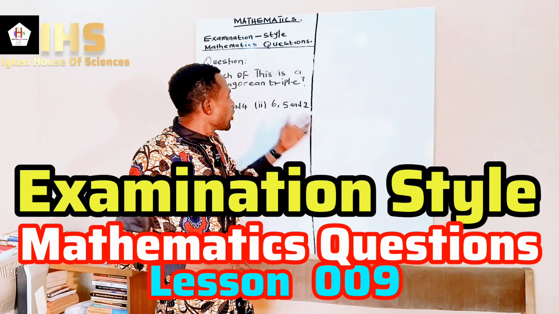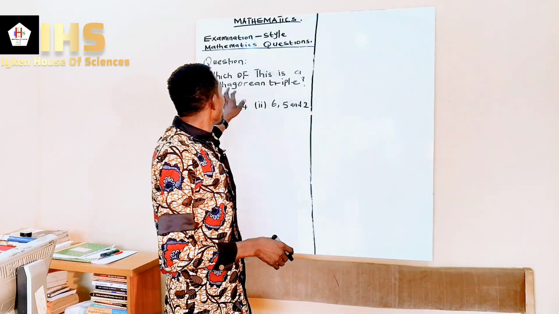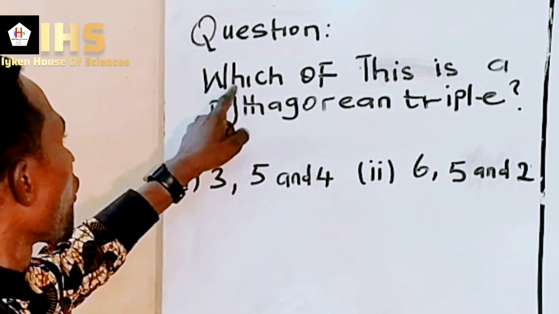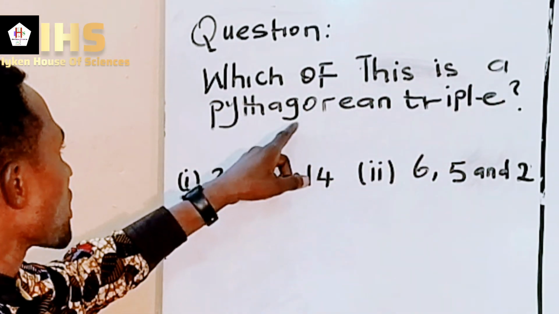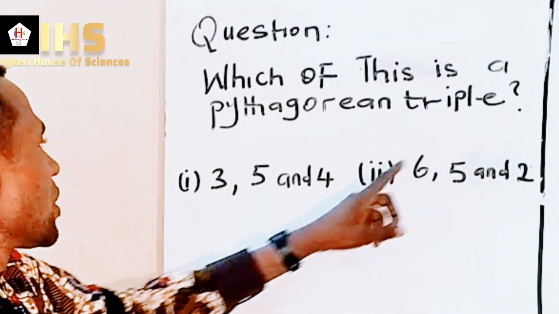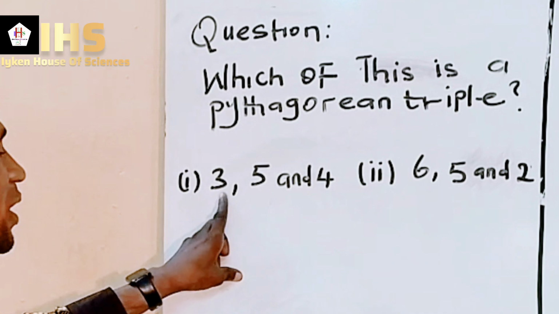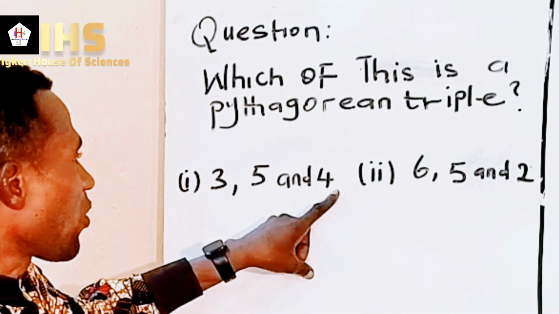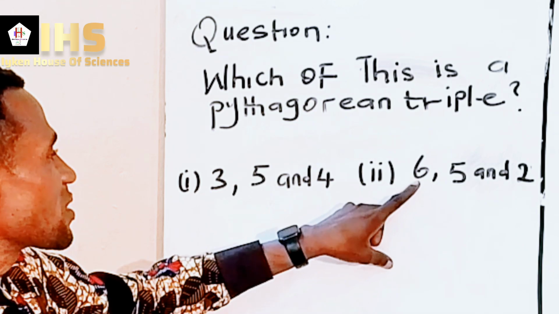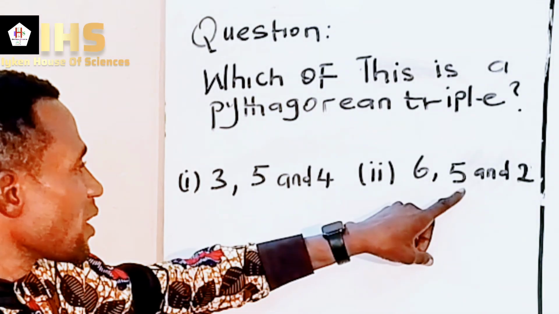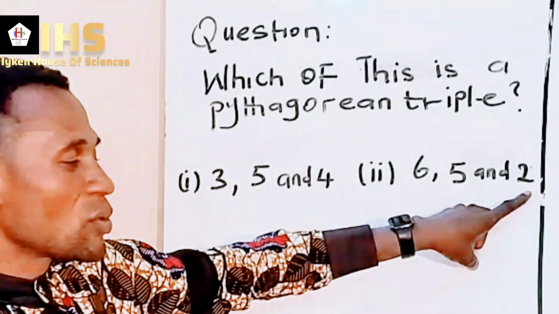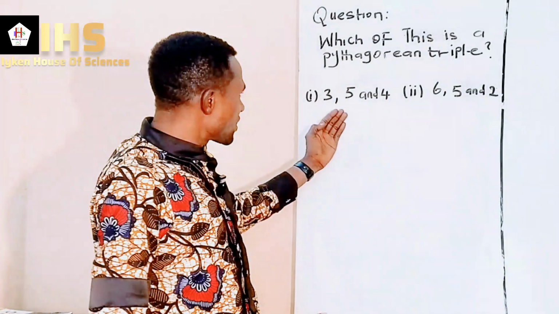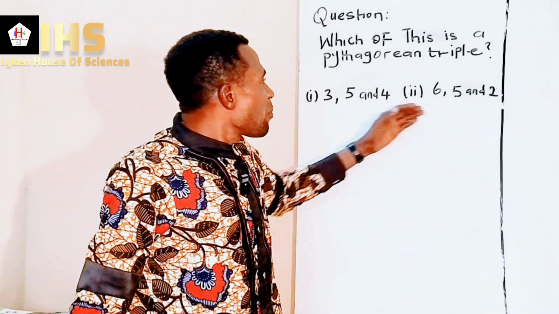Today, we'll be looking at this very question and finding a solution to it. Which of these is a Pythagorean triple? We have 3, 5, and 4. And the second one is 6, 5, and 2. We have these two. We want to test this and test this.